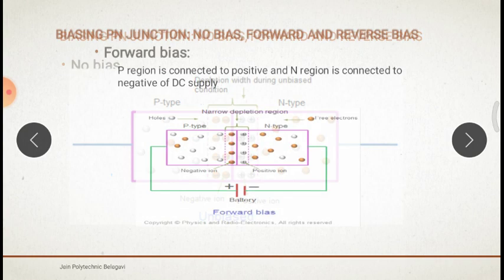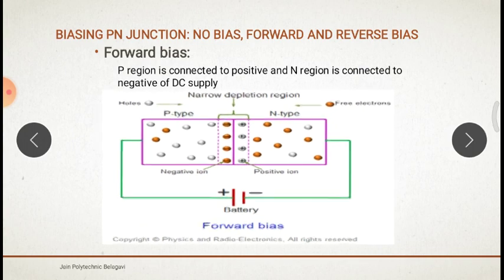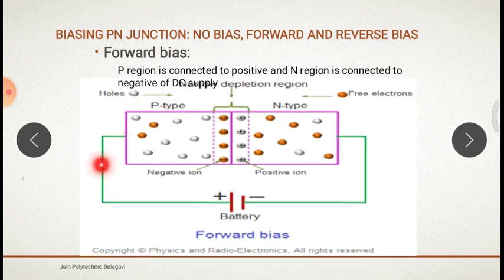Suppose if you are applying the forward bias, what is the meaning of forward bias? See here, this P region is connected to positive of the battery and N region is connected to the negative of the battery, or DC supply. This is called the forward bias condition. You can remember P to P, N to N. So positive to P type, negative to N type. So at that time what happened?